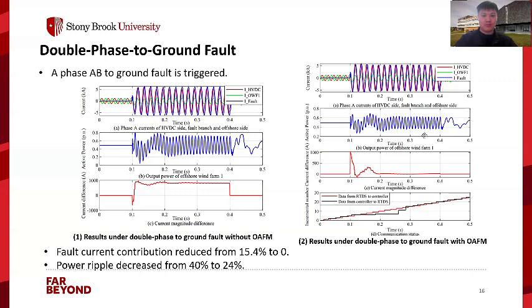With the OEFM controller, the fault currents from the HVDC inverter side and the fault branch are controlled to have the same magnitude, and the magnitude difference is reduced to zero. Second, the offshore wind output power ripple is reduced to 24%. The OEFM controller conducts 3 optimizations during the fault, with each round taking an average of 56.7 milliseconds. The double phase to ground fault also validates the performance of OEFM.